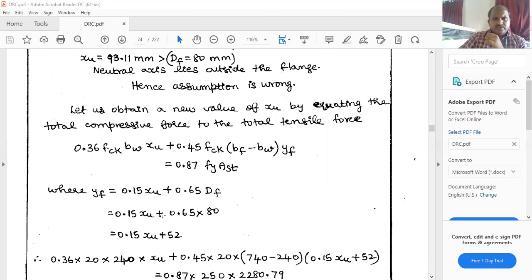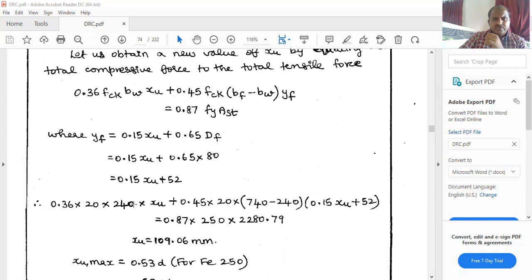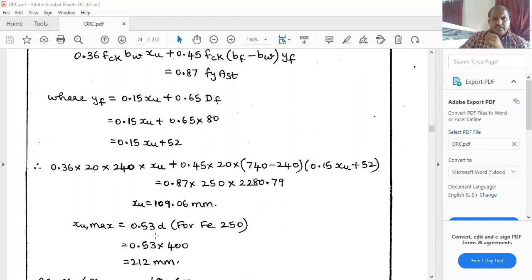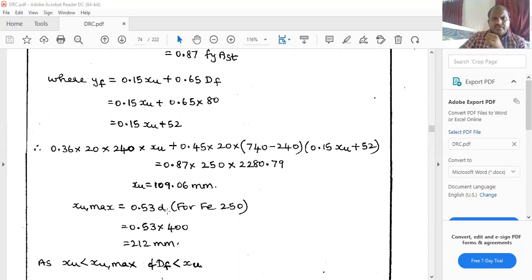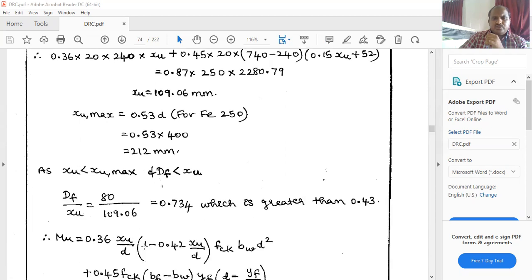0.65 DF is 0.65 into 80, which is 52. So 0.36 into 20 into 240 into XU, plus 0.45 into 20 into (740 minus 240) into (0.15 XU plus 52), equal to 0.87 into 250 into 2280.79. Finally, the XU value is 109.06 mm. XU max is 0.53 into D for mild steel Fe250, with D as 400. Finally, XU max equals 212 mm.